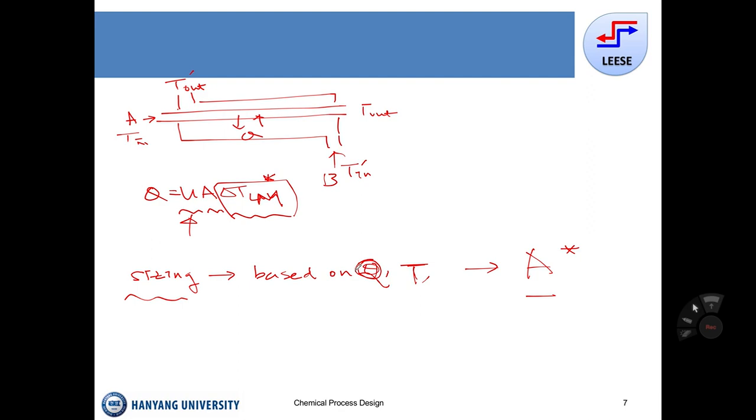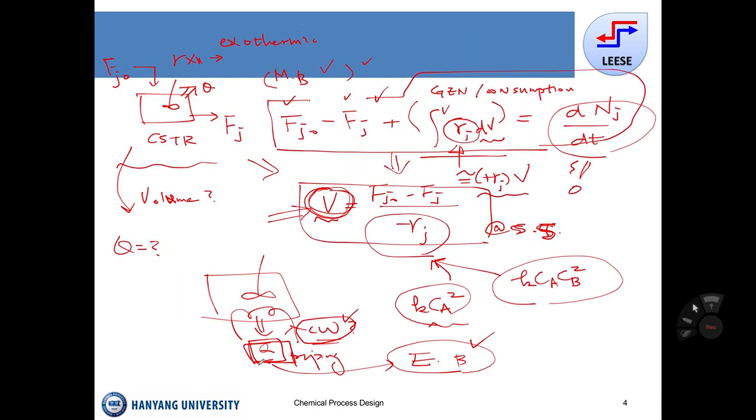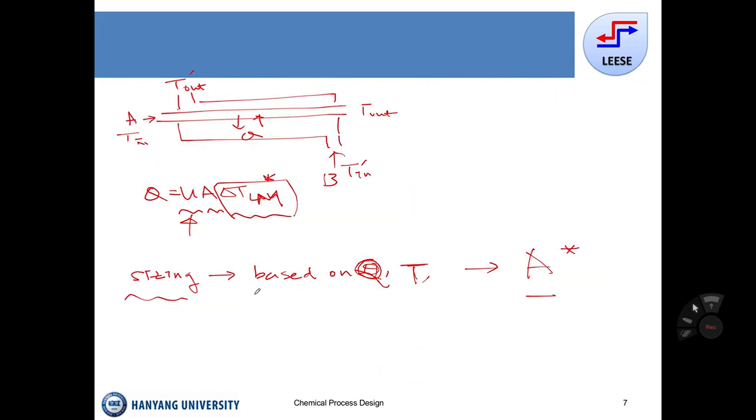So how do you calculate this Q? For example, based on the amount of Q for this CSTR, I can estimate the amount of Q from the energy balance, okay? Then based on the energy balance and the temperatures we have, we want to check the size of the heat exchanger required by this process design. This is called sizing. What about the rating?